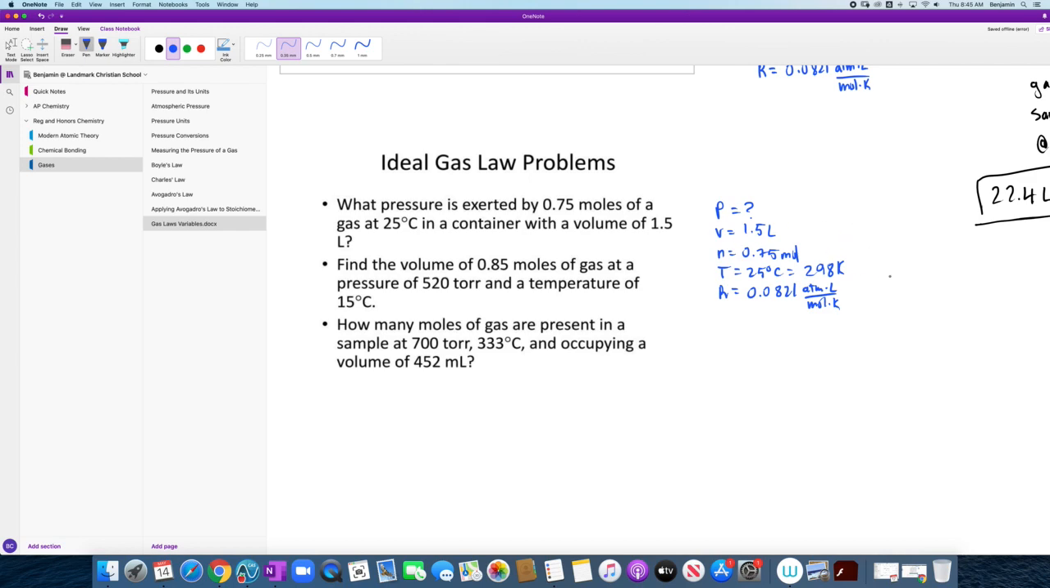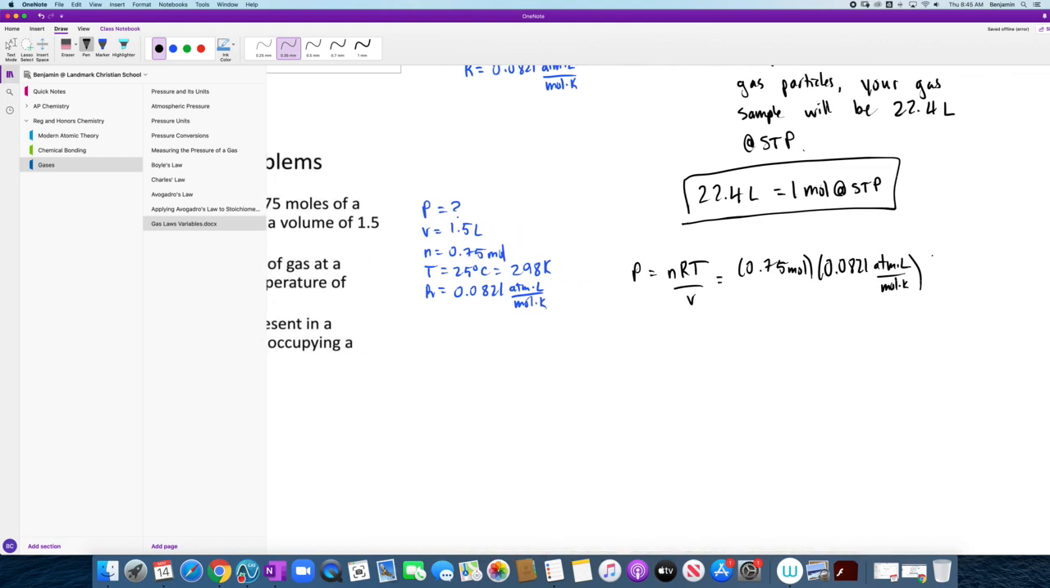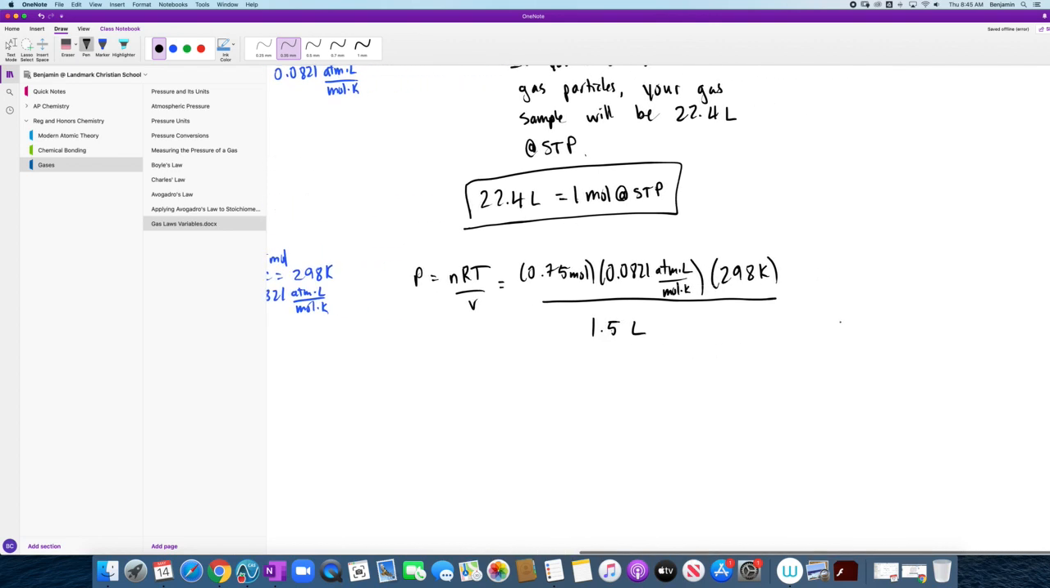And we can solve for pressure now. Pressure equals nRT over V. The number of moles here is 0.75. The universal gas constant is 0.0821 atmospheres liters over moles Kelvin. And the temperature is 298 Kelvin. And the volume, 1.5 liters. So what is the pressure that this particular gas sample is exerting?